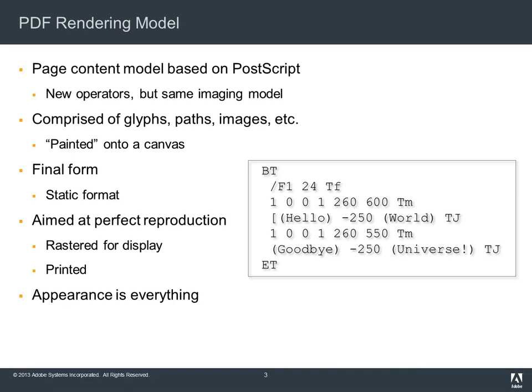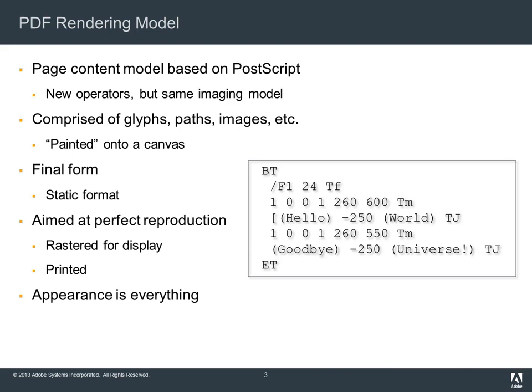As we were told yesterday, 20 years ago, PDF was released. And PDF was basically modeled after PostScript. The pages are represented with page content streams that look very much like PostScript, but with a few new operators. Some limitations, of course. Pages are comprised of glyphs, paths, graphical operators. Basically, you paint some graphics objects onto a canvas, and it displays. All you really cared about was that the final form appearance matched what you wanted it to appear on a piece of paper or on a computer screen. And it was aimed at that perfect reproduction across many devices and printers.